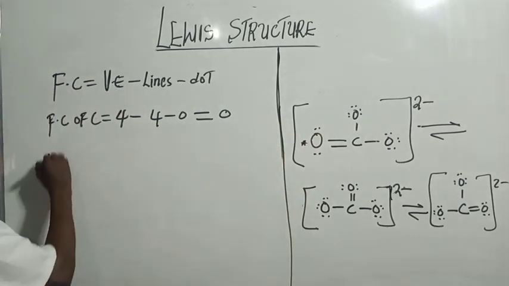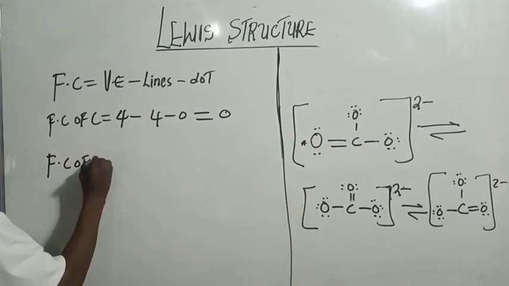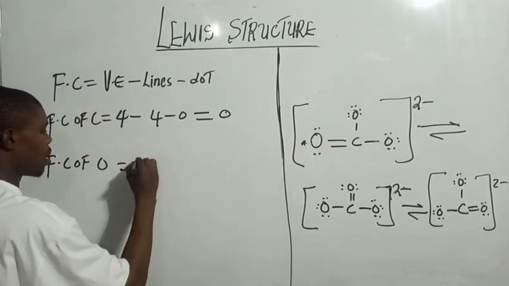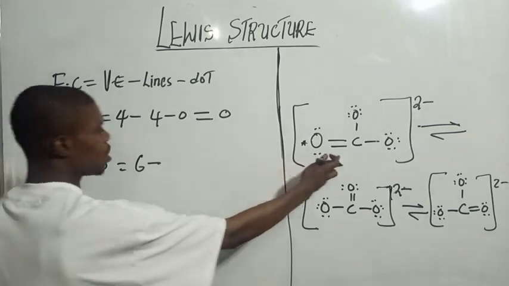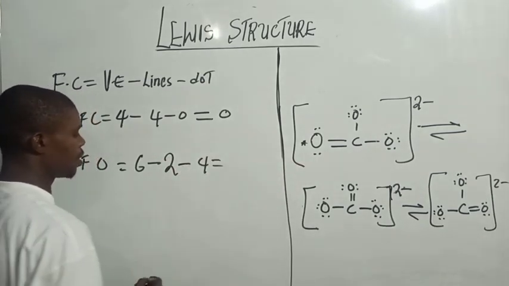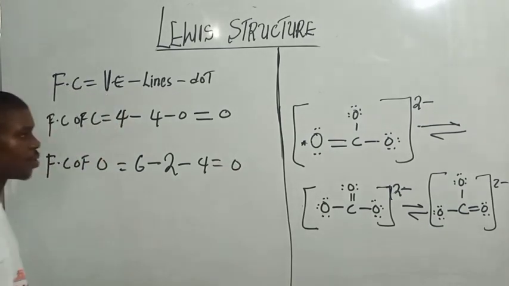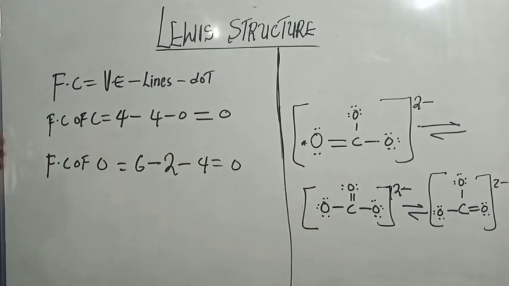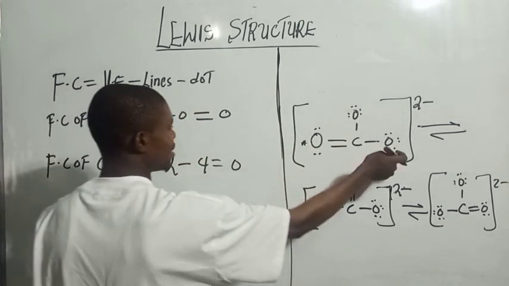Now let's calculate the formal charge of the oxygen with this one here. It's going to be 6 minus, how many lines do you have? Here we have 2 lines, minus 4. This is going to give 0. That is the formal charge of this oxygen, and this carbon is 0. Now remember, these two are the same.